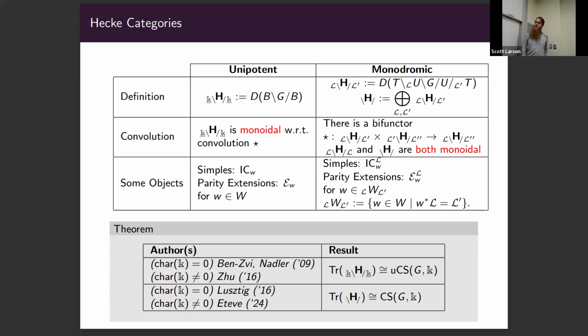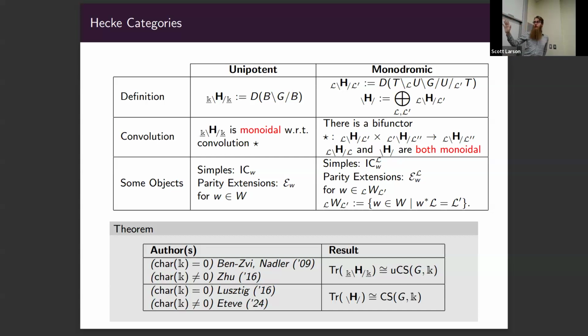And then in 2016, Zhu proved this for positive characteristic. And then in 2016, Lusztig proved a version of this for all character sheaves in the monodromic Hecke category when the characteristic is 0. And then recently, Achar proved for positive characteristic that when you take the trace of the monodromic Hecke category, you get all character sheaves. So this is a lot of names, a lot of slight variations of the same idea. But the key takeaway from all this is that the Hecke category encodes all the information that one might want to know about character sheaves.